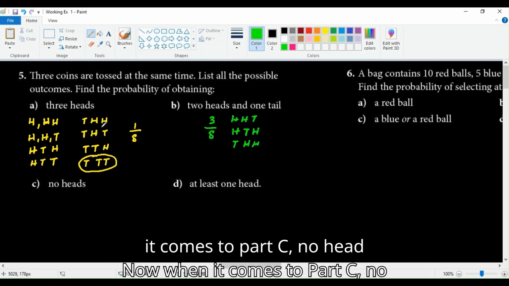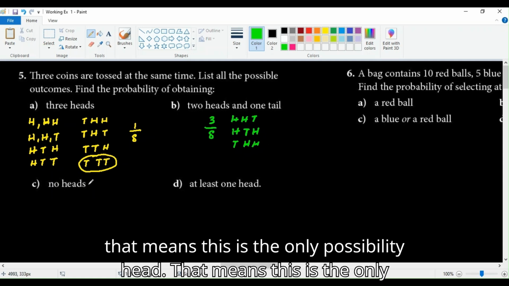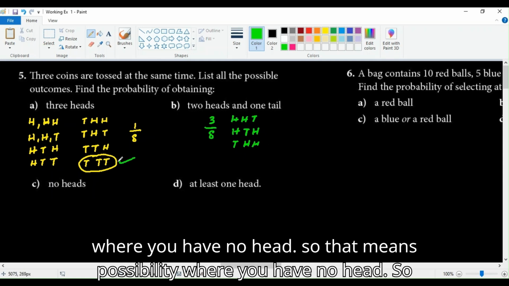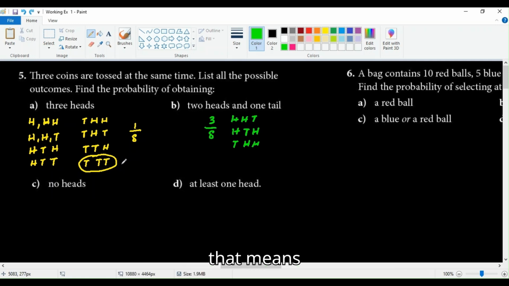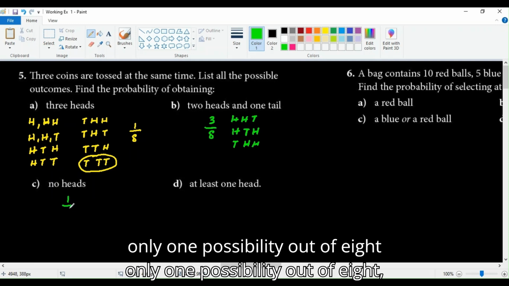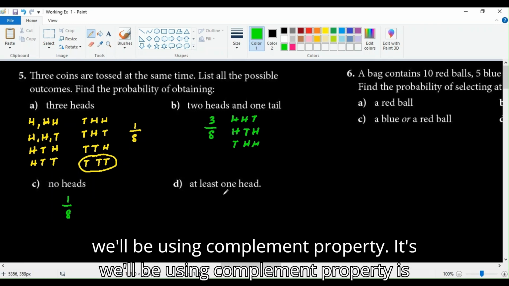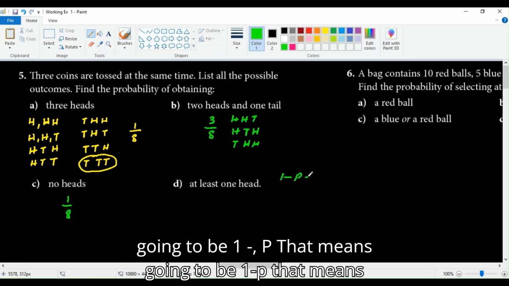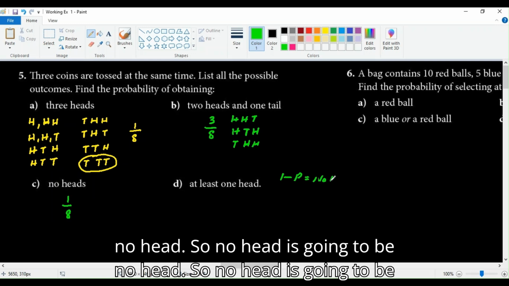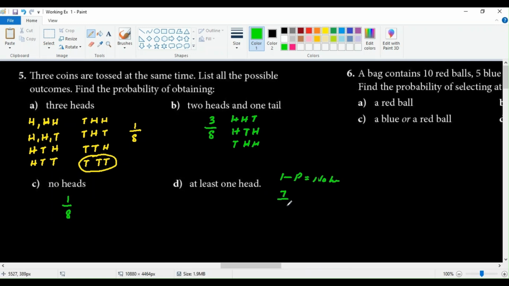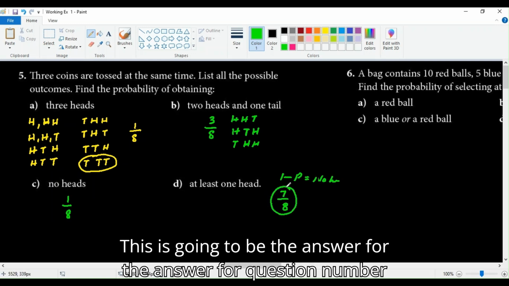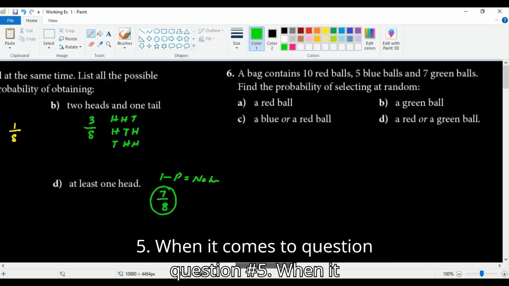Now, when it comes to part C, no head. That means this is the only possibility where you have no head. So that means only one possibility out of eight. At least one head. That means we'll be using the complement property. It's going to be 1 minus p. That means no head. So the answer is going to be 7 over 8. This is going to be the answer for question number 5.